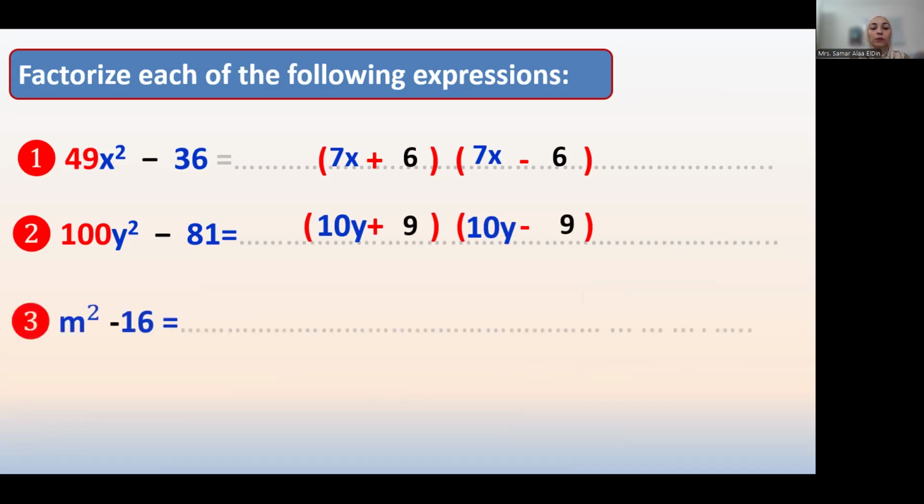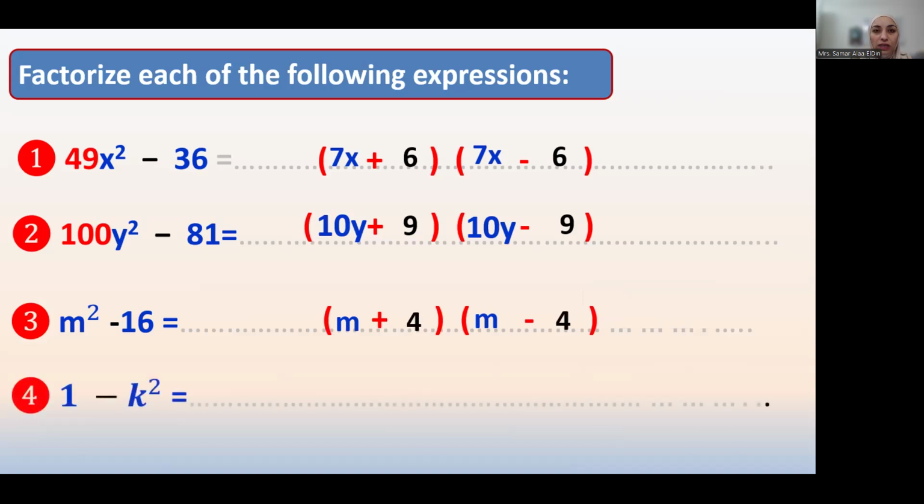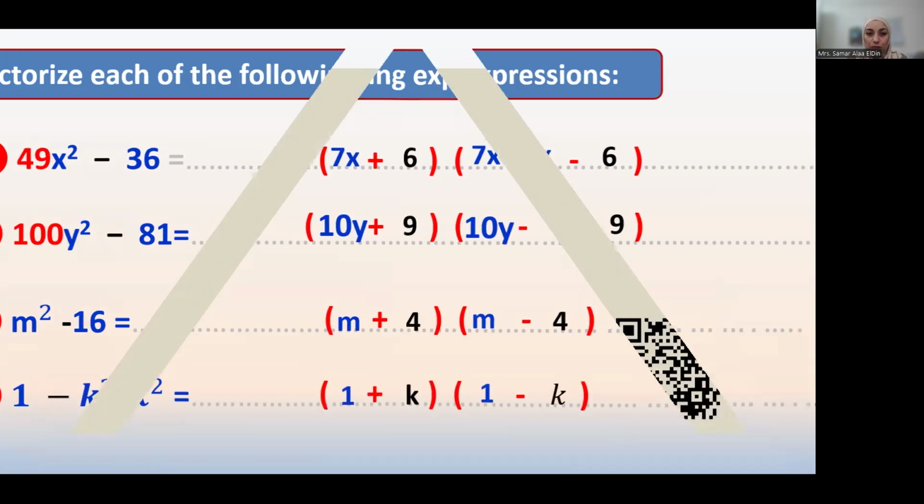Another one. m² minus 16. The two brackets, positive, negative. The square root of m² will be m. The square root of 16 will be 4. The last question, 1 minus k². The two brackets, positive, negative. The square root of 1 is 1. The square root of k² will be k. We write it in the two brackets.